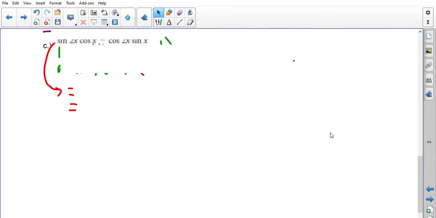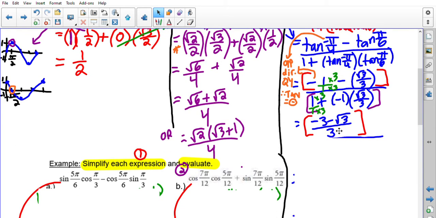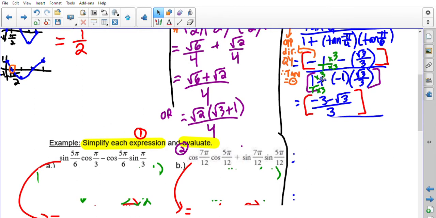So what do we end up with in the numerator? So just looking at the numerator, we're going to end up with negative 3 minus root 3 all over 3. Okay, so that's the numerator. The denominator is going to be 3 minus root 3 over 3.